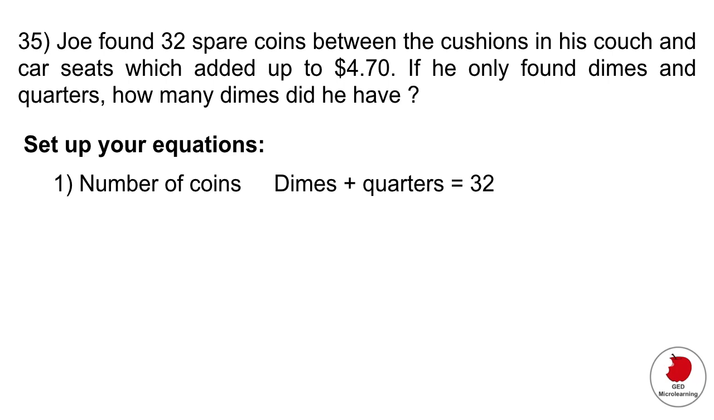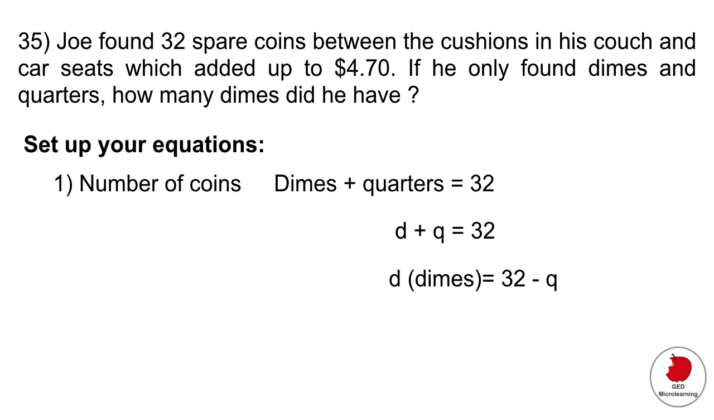Okay, so we have dimes and quarters. So let's put that in just letters. So we'll say D plus Q is equal to 32. And they're asking us how many dimes did he have? So I'm going to rewrite this equation for dimes, for the D value. Okay, so we would subtract Q from the left side and from the right side, and that gives us our equation. Okay, so that's the first equation, and we're not going to do anything with it just yet, so just keep it there in the back of your head.